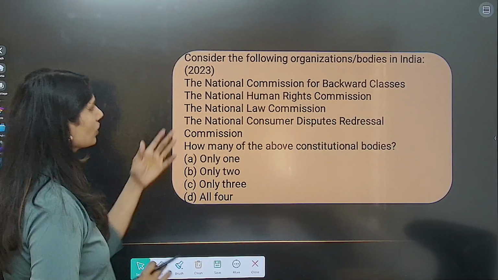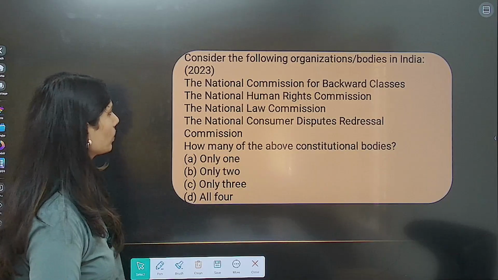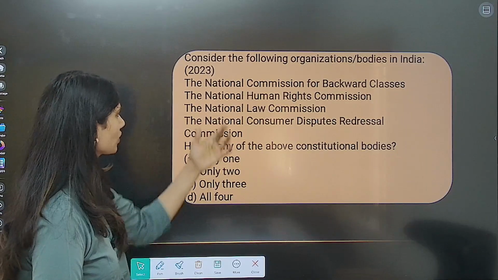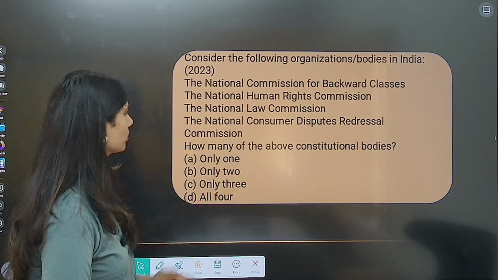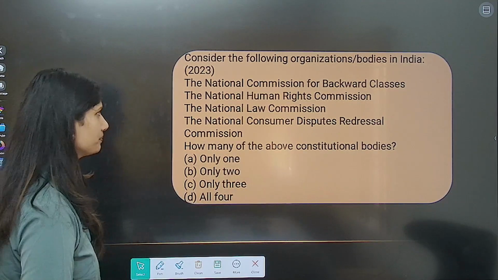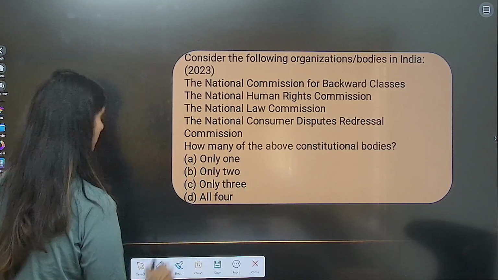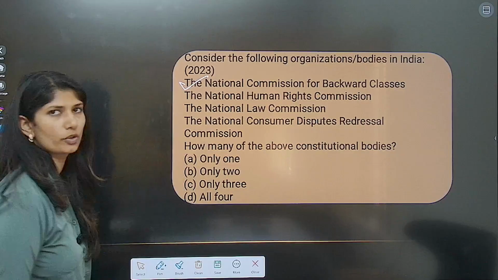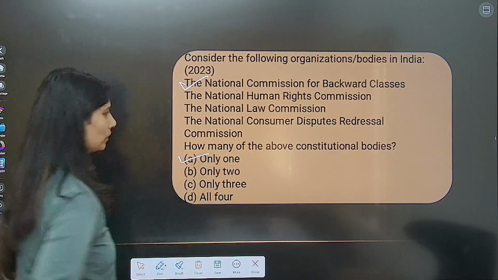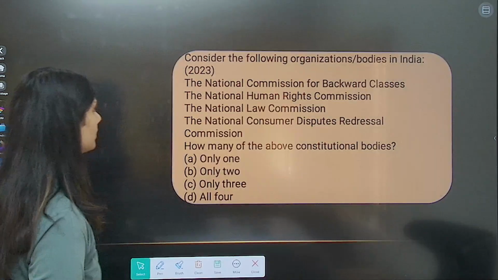Next question, consider the following organizations or bodies within India: the National Commission for Backward Classes, National Human Rights Commission, National Law Commission, National Consumer Disputes Redressal Commission. How many of the above are constitutional bodies? Answer is the National Commission for Backward Classes, which is one only. Understanding? Rest are non-constitutional bodies.